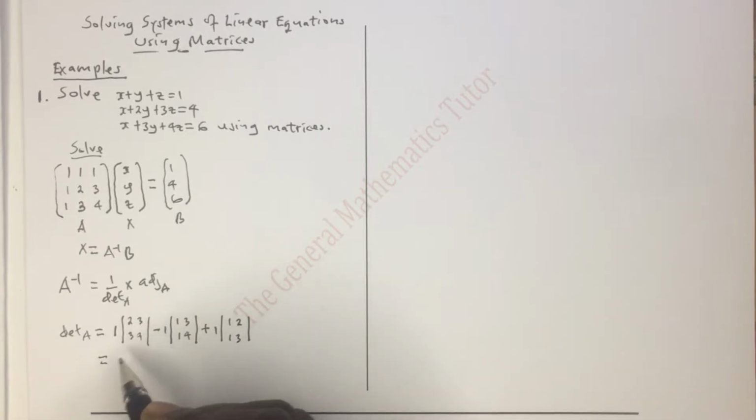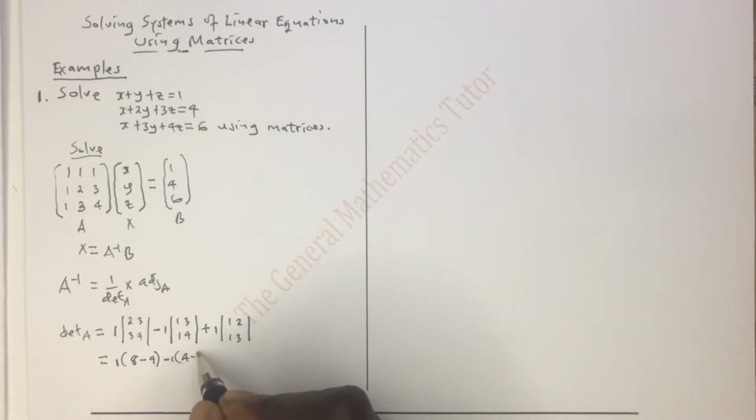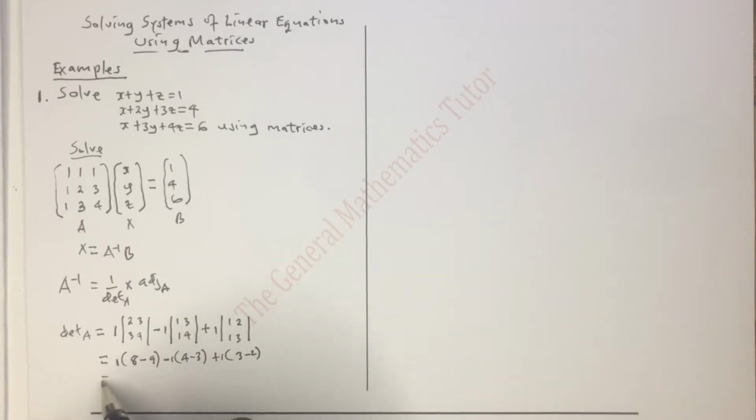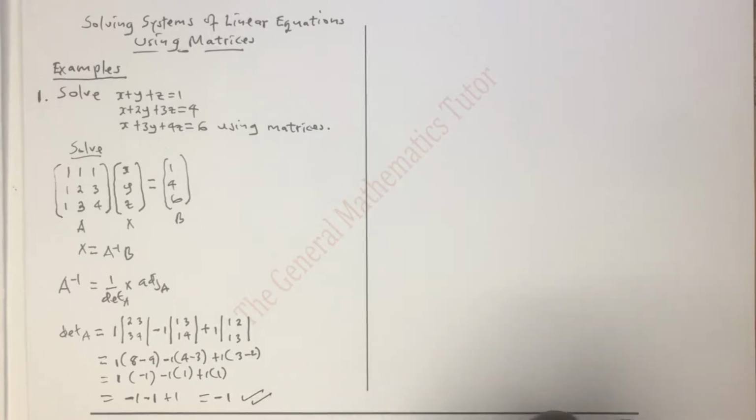So let us work this out. We have 1 into 2 times 4, that is 8, minus 3 times 3, that is 9, minus 1 into 4 minus 3, plus 1 into 3 minus 2. So we have 1 into negative 1, minus 1 into 1, plus 1 into 1. That is negative 1, minus 1, plus 1, which is just equal to negative 1. So the determinant of that matrix is negative 1.